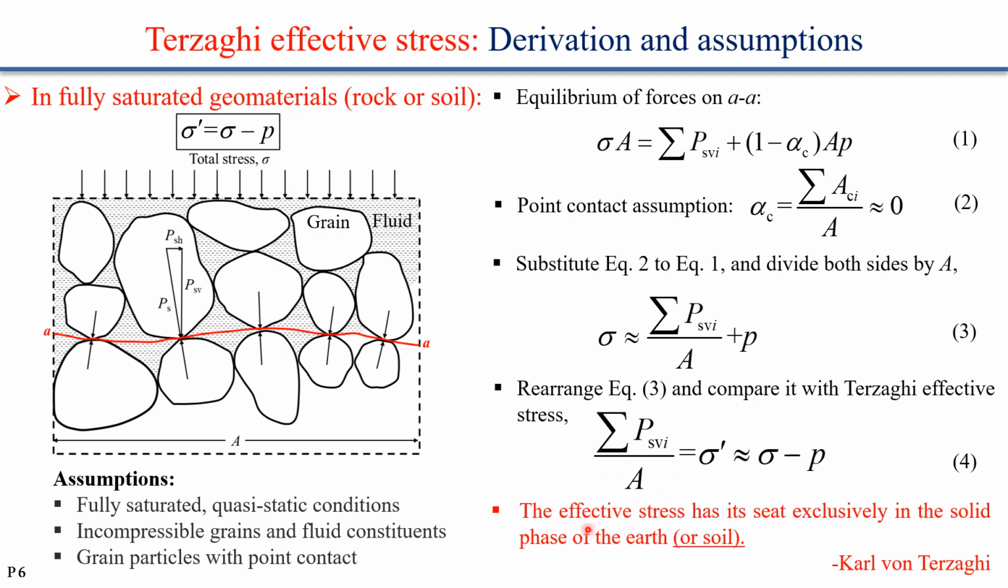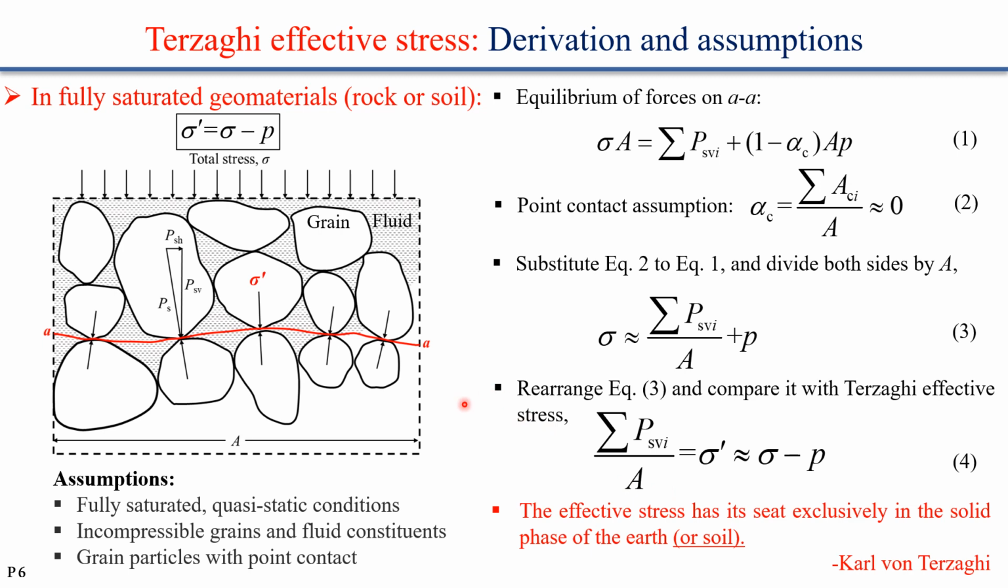So if we revisit this last sentence of Terzaghi, which states that the effective stress has its seat exclusively in the solid phase of the earth or soil, that means we have a better understanding of the effective stress. The effective stress is really exclusively carried by the solid phase of earth or soil, but it's not the effective contact stress. Rather, it's the contact force divided by the total area.